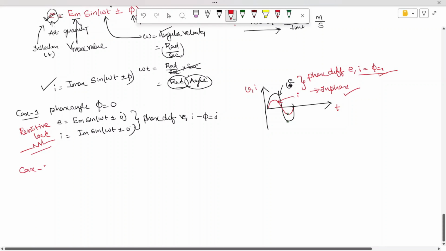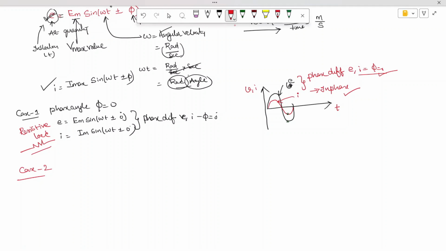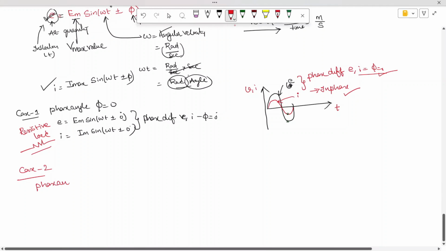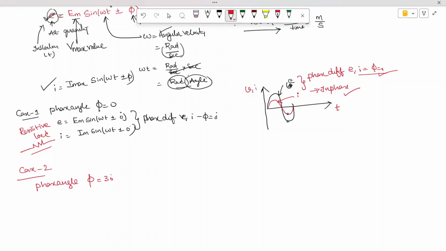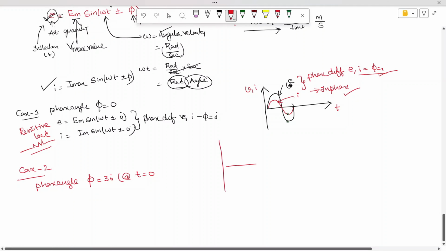So, the second one, case 2. The phase angle is positive. The phase angle phi is equal to 30 degrees. So a phase angle of 30 degrees means it is having a 30 degrees displacement at time t equal to 0. So how to understand this? Very simple. First draw the waveform.